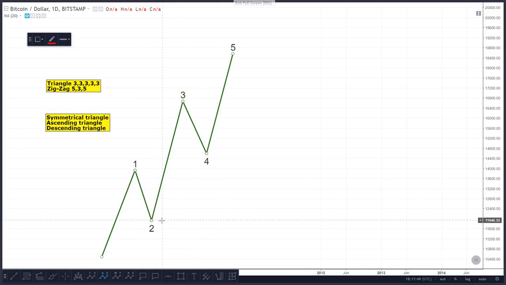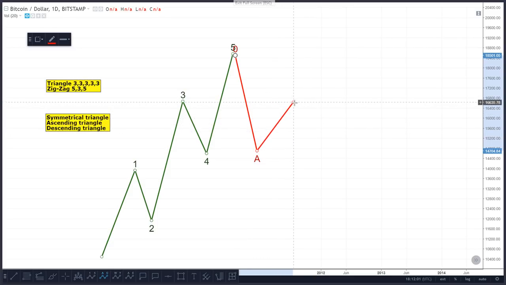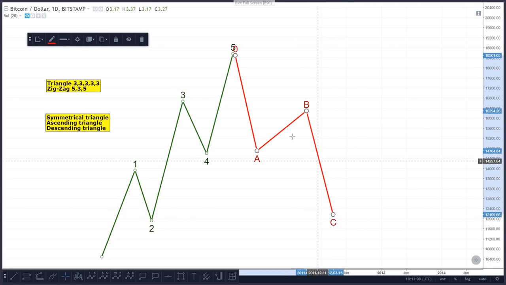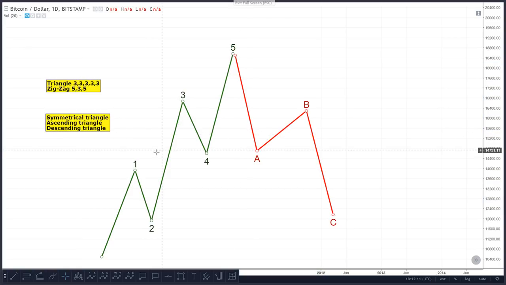So let's imagine this is all a big wave 1 up, and now we're going to see a big wave 2 down. What we can expect is an impulsive wave A coming down, a corrective B wave, and then followed by another impulsive wave C. Alright, so if we're going to show the subwave count for these waves, we can expect something like this.